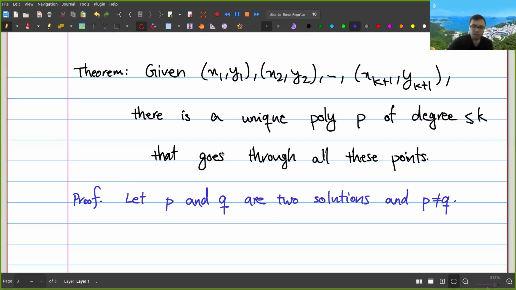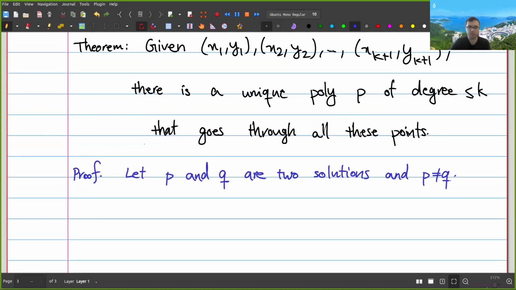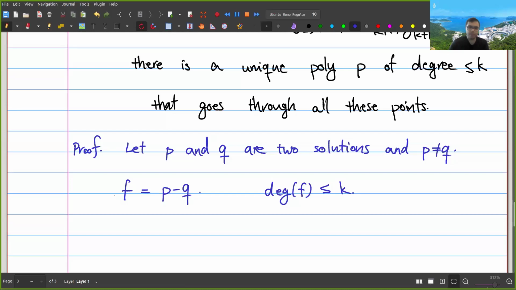I'm going to look at the result of subtracting these 2. So let's say I define F to be P minus Q. If F is the polynomial P minus Q, first of all, what is the degree of F? The degree of F can at most be k, right? Because the degree of P is at most k and the degree of Q is at most k. So I know that the degree of F is at most k. Now, what is F of x1? F of x1 is P of x1 minus Q of x1.